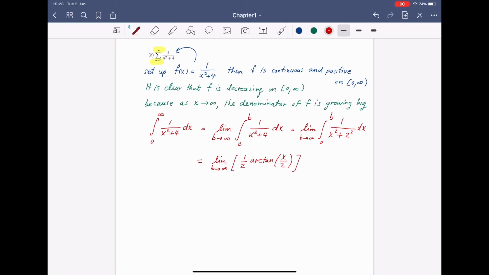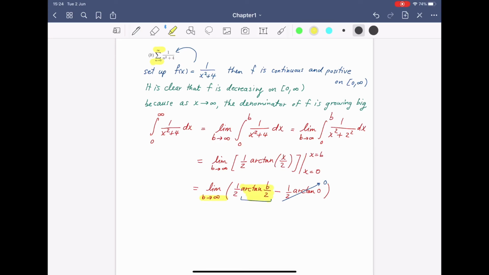So this is 1/2 times arctan of x over 2, and then you need to replace x with b and x with 0 at the end. So you have the limit as b goes to infinity of 1/2 arctan of b over 2, minus 1/2 arctan 0. Arctan 0 is always 0, so that term goes to 0. Then arctan of b over 2 as b goes to infinity.